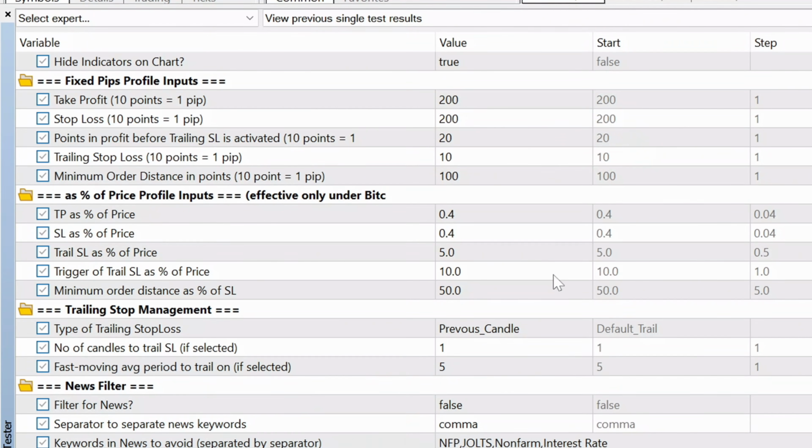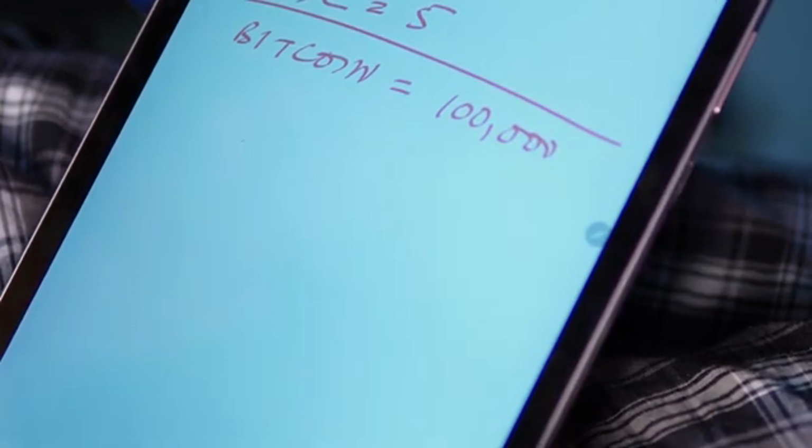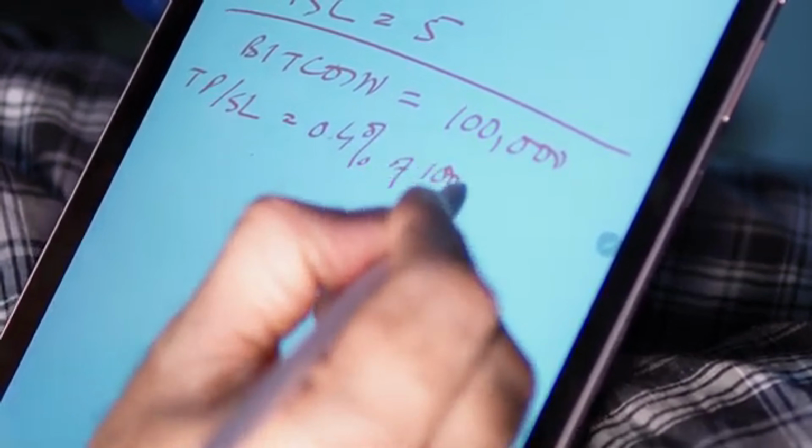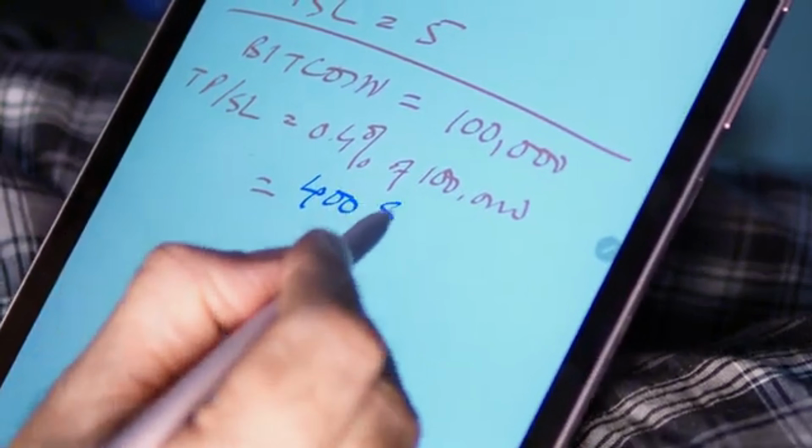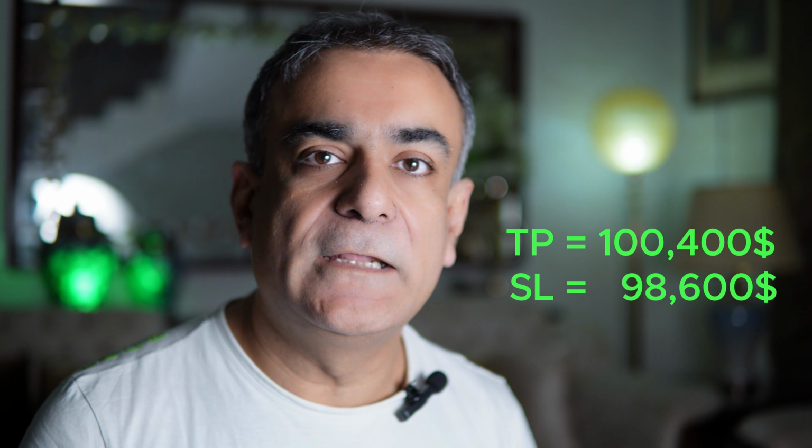So fixed pips on such varying prices do not make any sense at all. So for Bitcoin, gold, and Nasdaq, or Dow Jones if you want to use that, we use the percentage of price profile. And then we define the TP and the stop loss as a percentage of the price here, and then define the trigger of the trailing stop loss and the trailing stop loss as a percentage of that stop loss. So if Bitcoin was $100,000 when we took the trade, then 0.4% will equal 100,000 times 0.4%, so $400. So the TP is going to be set at 100,400 and stop loss at 99,600.